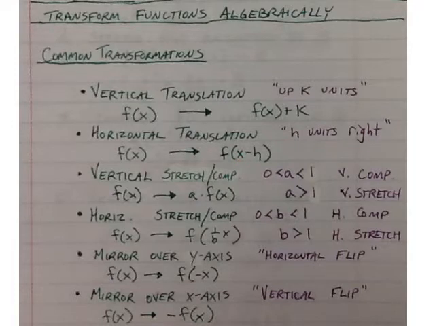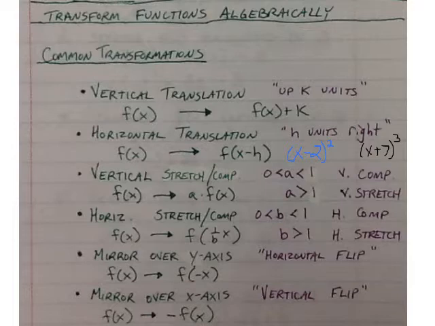For example, if we had x minus 2 squared, that'd be taking the parabola and moving it to the right 2 units. Whereas if we had x plus 7 to the third, that would be taking the cubic and moving it 7 units left.